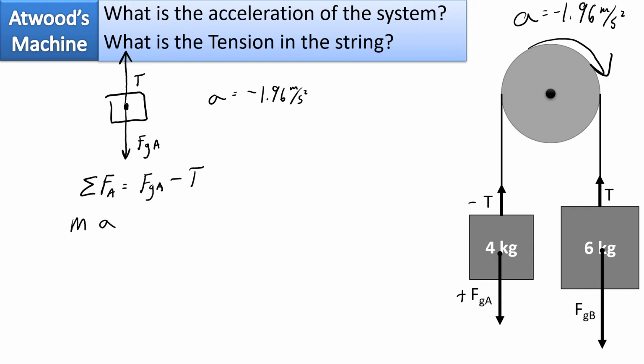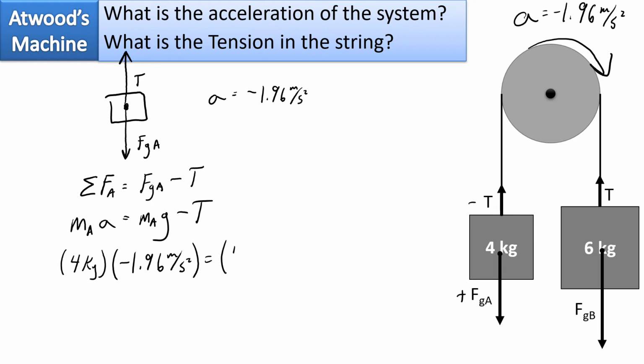And which mass are we going to use? We're only looking at the 4 kilogram mass, so this is the mass of A. And this is equal to the mass of A times the acceleration due to gravity. This is just Fg is equal to mg. And then this is the tension. So we plug in the mass, 4 kilograms. The acceleration is what we found before, negative 1.96 meters per second squared.